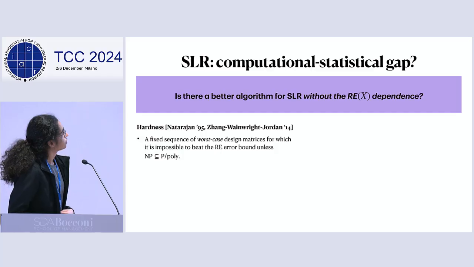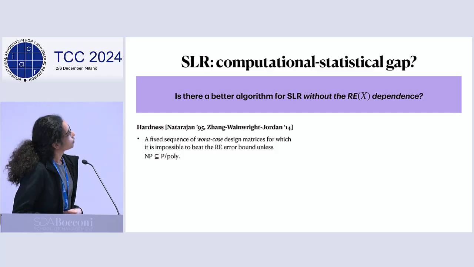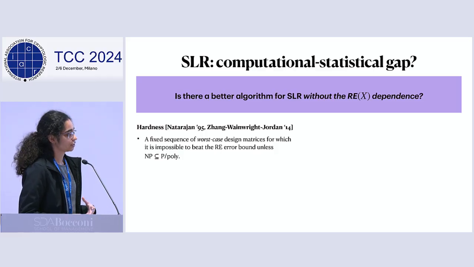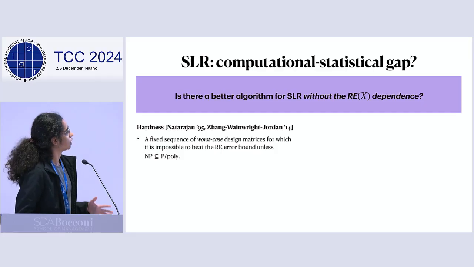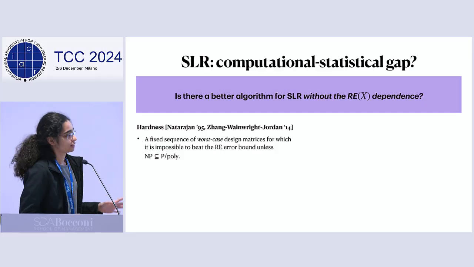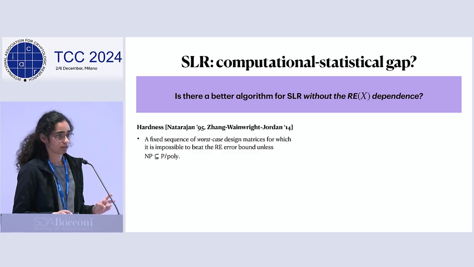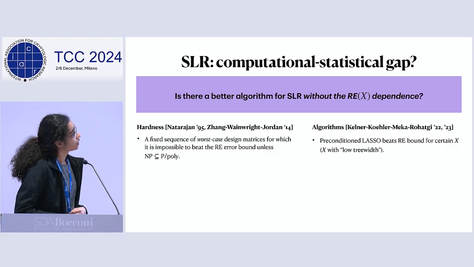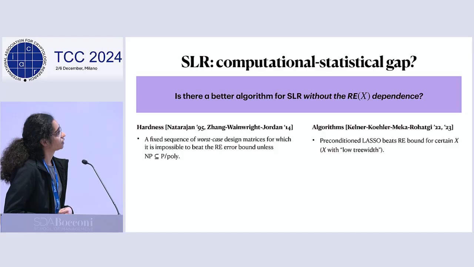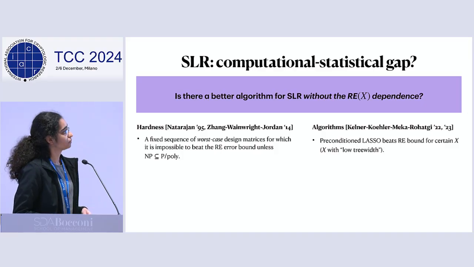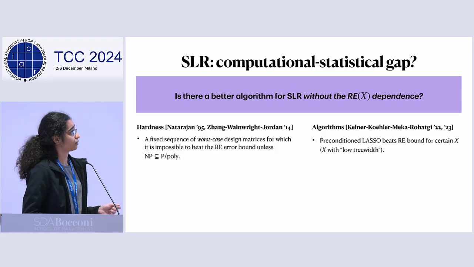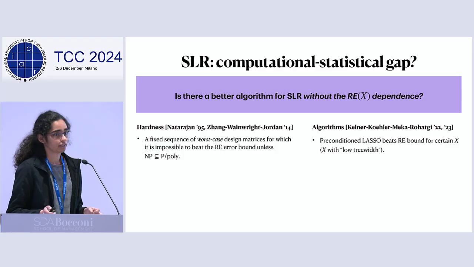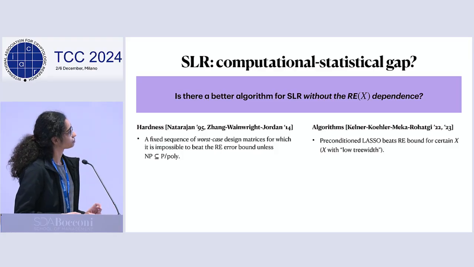So on the hardness front, Zhang, Wainwright, Jordan show that there is a fixed sequence of worst-case design matrices for which no algorithm can beat this RE error bound, as long as NP is not in P/poly. But on the algorithms front, this recent work by Kellner et al. showed that a preconditioned version of lasso actually manages to beat the RE prediction error bound for some class of matrices X, namely matrices with low tree width, and it's not important exactly what that means.